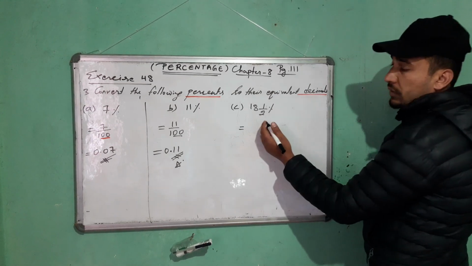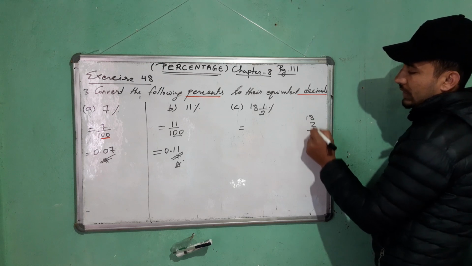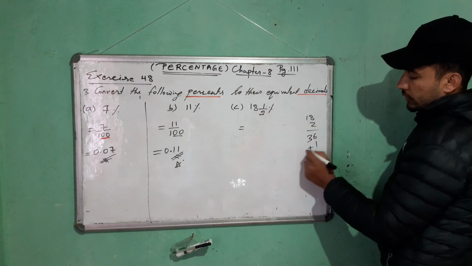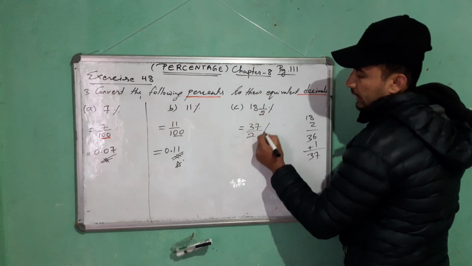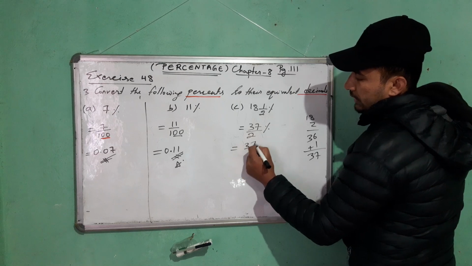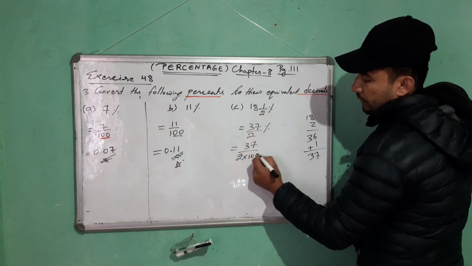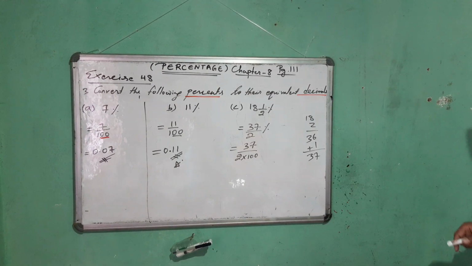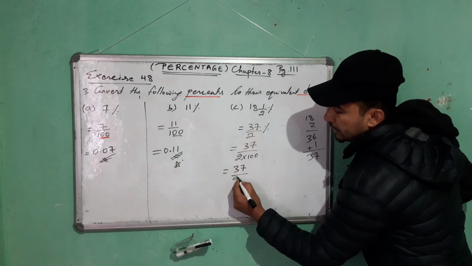Here first let's convert this. 2 18s are 36. 18 into 2. 2 8s are 16. 2 1s are 2 plus 1. 36 plus this 1 you have to do, 37. 37 upon 2%. Sorry, if you remove percentage, you have to divide by 100. Okay. So it will be 37 divided by 2 into 100, which is 200.